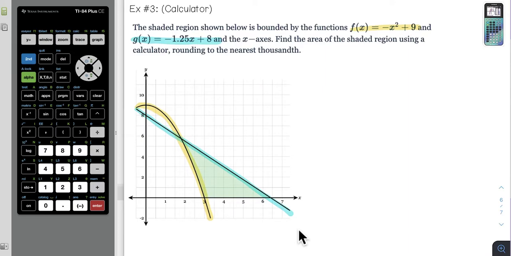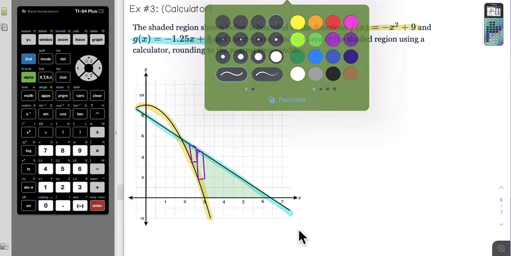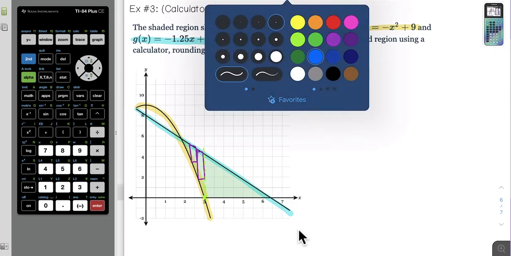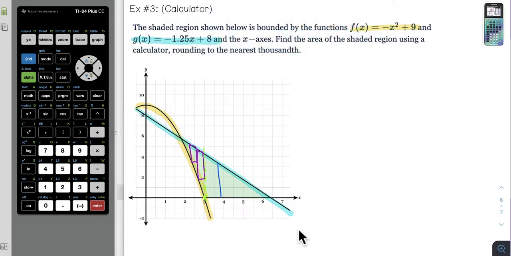So we want to find the area of the shaded region. This is why I suggest drawing a rectangle. If we draw rectangles, right here I have a rectangle, that's blue minus yellow, and draw another one that's blue minus yellow. But then when we get to this intersection point, the yellow curve, the parabola, is no longer on the bottom. So now we have these rectangles that just go from the line down to the x-axis.